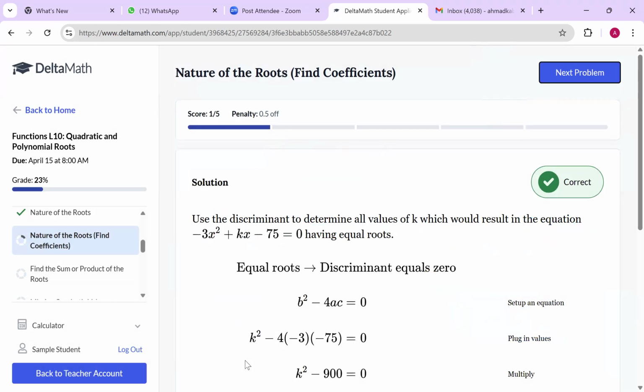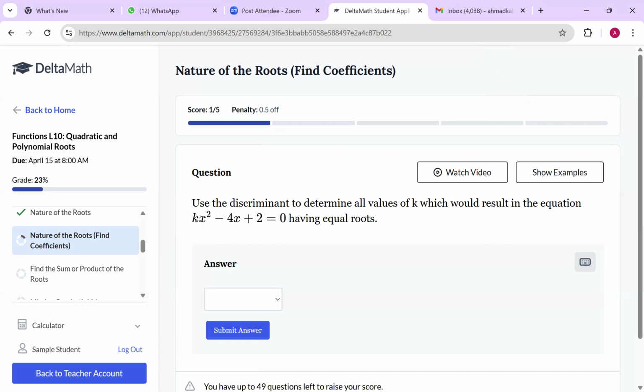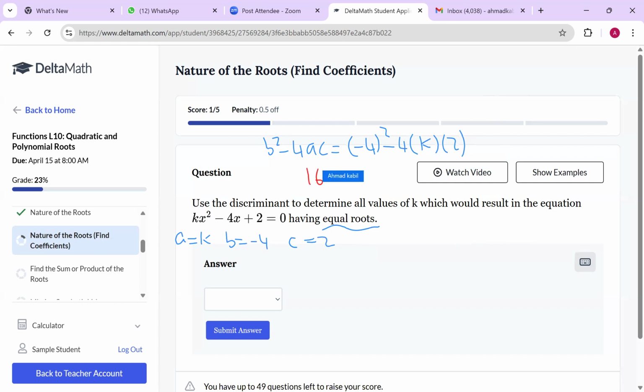Let's try another problem. So here again, we try b squared minus 4ac, and since equal roots means one solution, one solution means the discriminant is 0. So a equals k, b equals -4, c equals 2. b squared minus 4ac equals -4 squared minus 4 times k times 2. So 16 minus 8k equals 0.